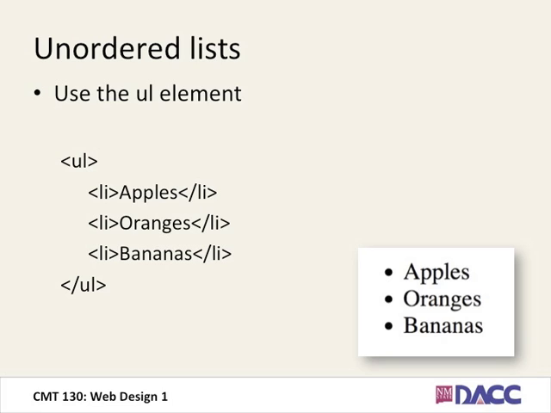Unordered lists use the UL element. Between the opening UL and the closing UL, you use the list item element to specify each item in the list. The list item element is specified with the LI tag. The example has three list items: apples, oranges, and bananas. The default styling for an unordered list is bullets.